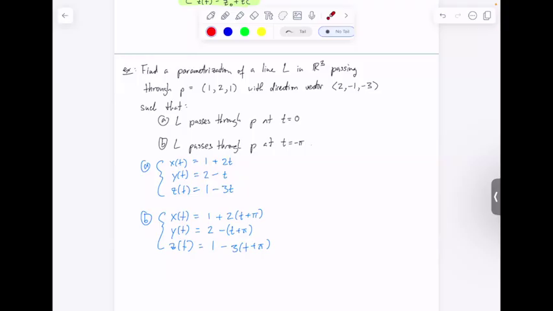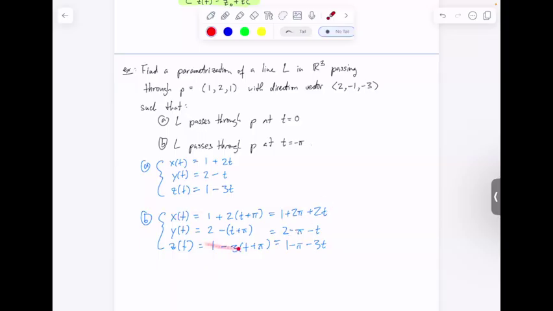This change of variable has a property that at t equals minus pi, well, this vanishes, right? At t equals minus pi, everything vanishes, and I'm at (1, 2, 1). So this does satisfy it. And if you really want to clean this up a bit, then you just multiply everything out. So this becomes 1 plus 2 pi plus 2t, 2 plus pi minus t, oh, sorry, not 2 plus pi, that's 2 minus pi minus t. And then you have 1 minus pi minus 3t. I'm just collecting the constants here and then a t parameter here.